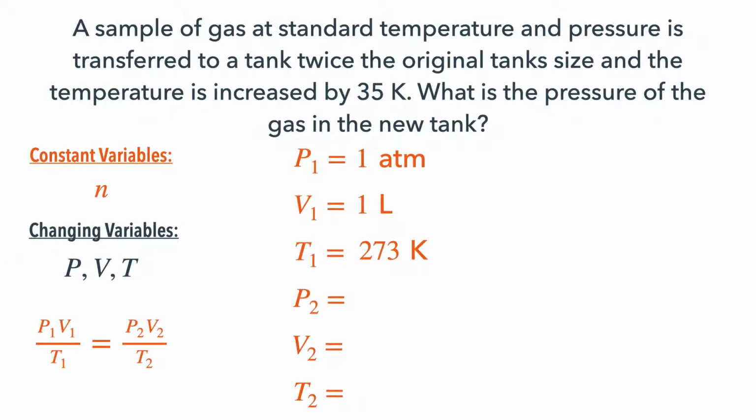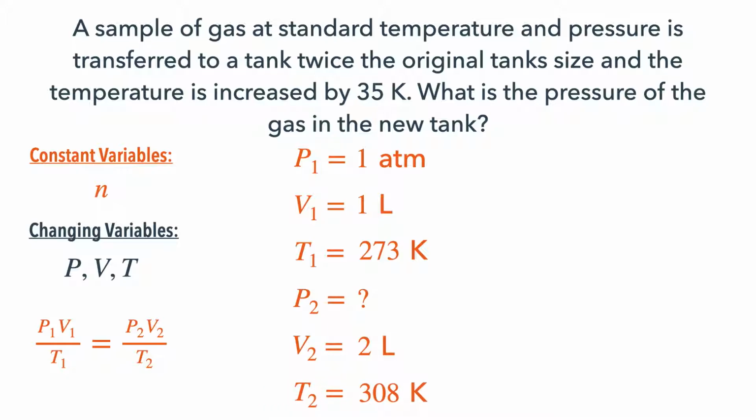The final pressure is what we are looking for. The final volume is just double the value you chose for the initial. In my case, that's 2 liters since I chose 1 liter as the initial point. The final temperature is also a bit tricky. We need to be sure we read the question correctly. It is not saying that the final temperature is 35 Kelvin, but that it's the initial temperature plus 35 Kelvin. Thus, the final temperature is 308 Kelvin.